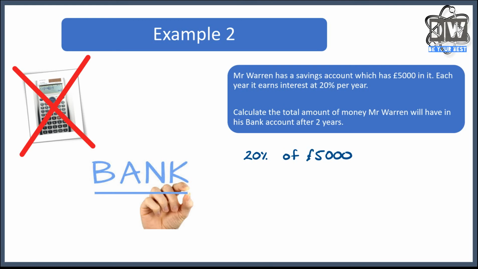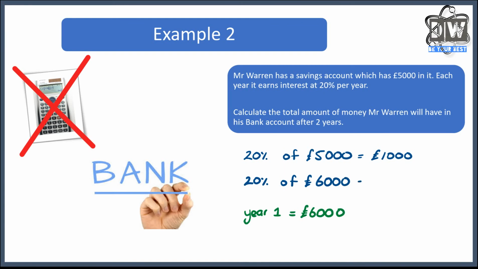So 20% of £5,000 is actually quite healthy. It's £1,000. So at the end of year one, in our bank account, I would have £6,000. That's not bad, is it? So now I'm going to find out what 20% of £6,000 is. And you would be surprised to work out that it's actually going to be £1,200.